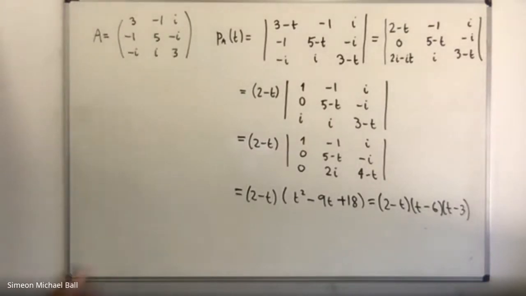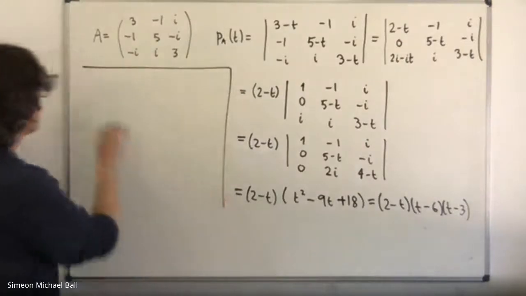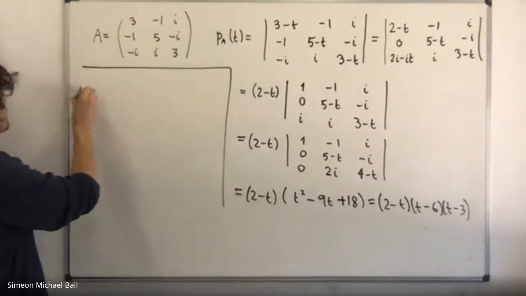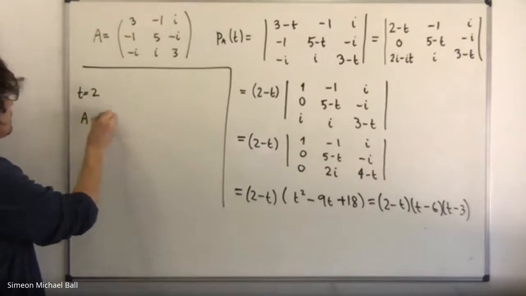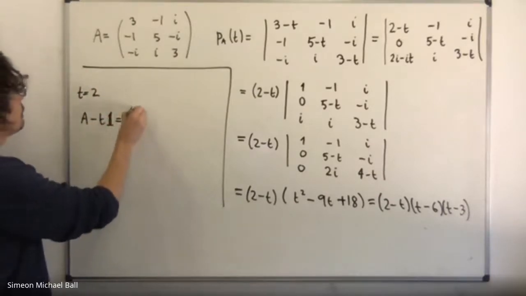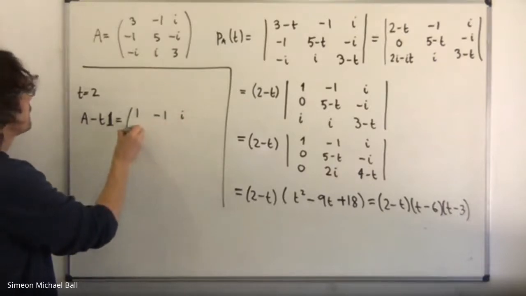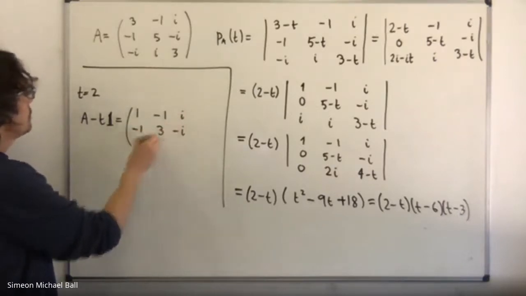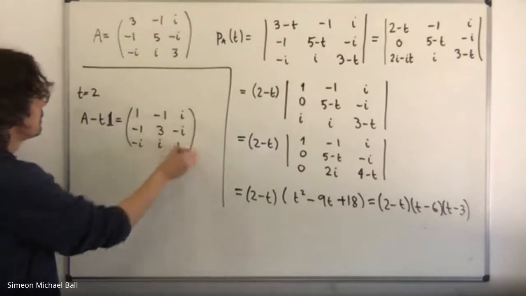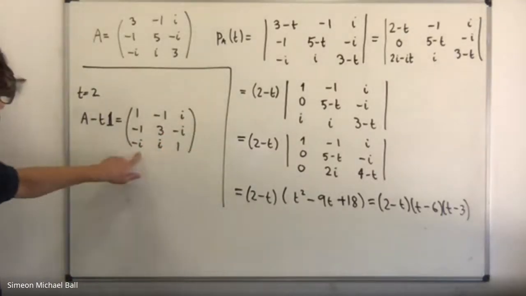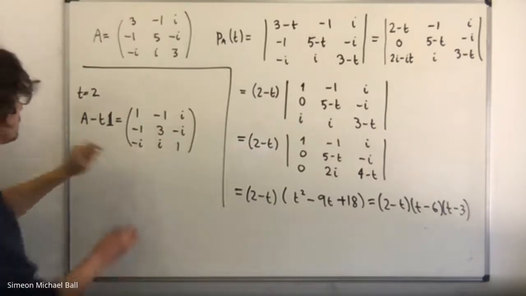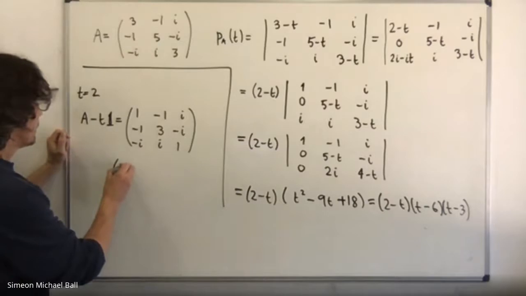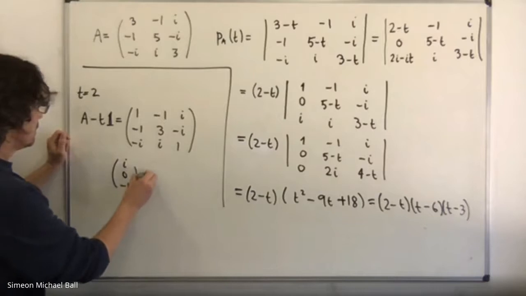And then once you've got yours, you get your chance to check. So when t is 2 and you look at A minus t times the identity, you should find that this is a rank 2. And I'm guessing that this is a scalar multiple, isn't it? No. Yes, it's i times that. So (i, 0, minus 1) is an eigenvector.